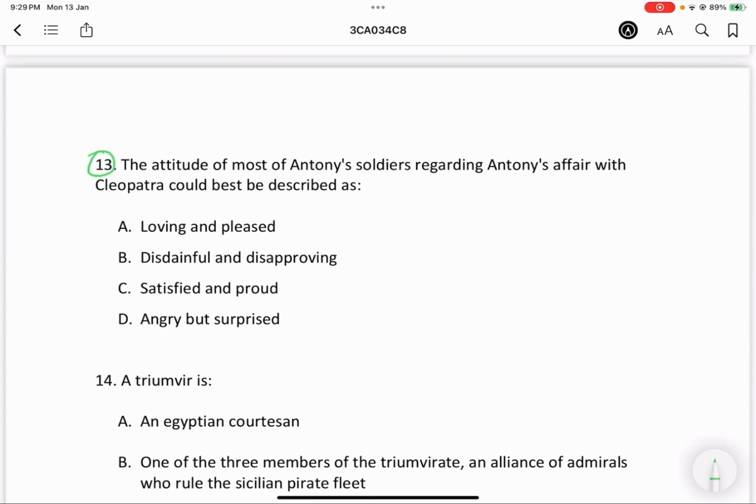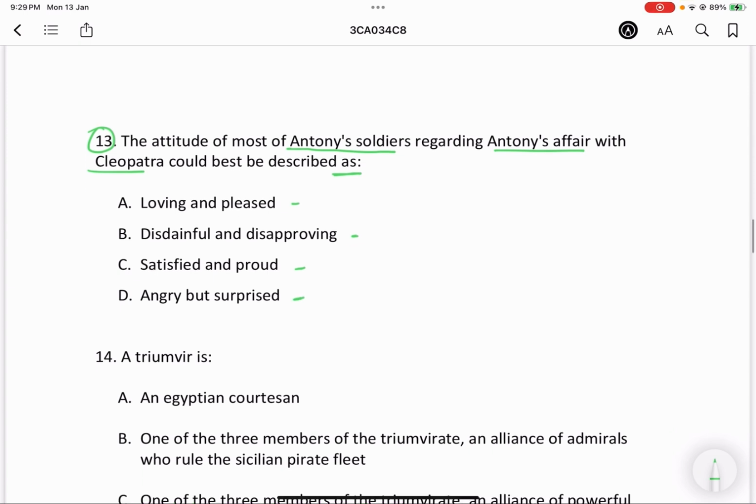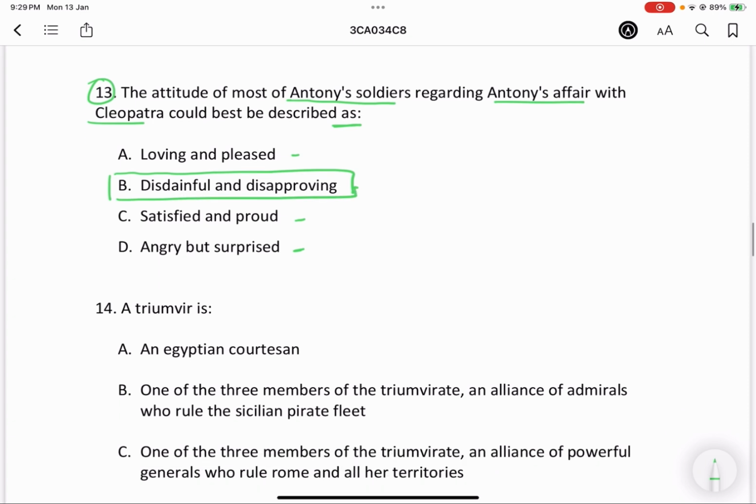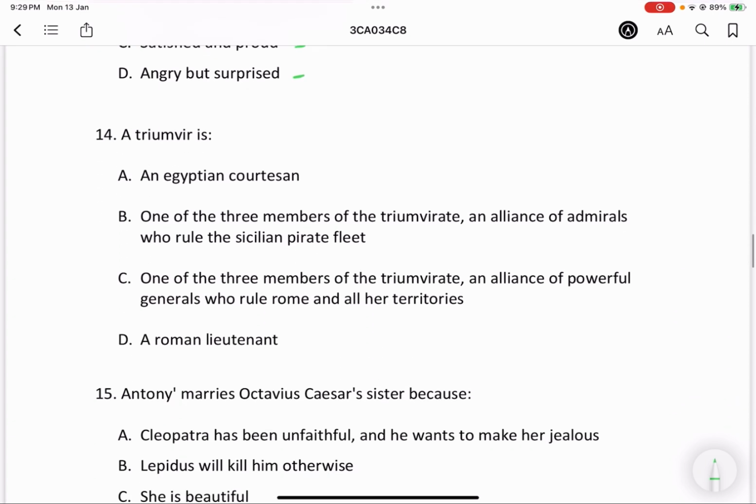Question number 13. The attitude of most of Antony's soldiers regarding Antony's affair with Cleopatra could be best described as: was it loving and pleased? Was it disdainful and disapproving? Was it satisfied and proud? Or angry and surprised? We know from the opening scene that it was disdainful and disapproving. The soldiers disapproved of this.